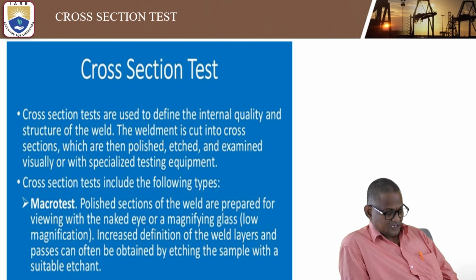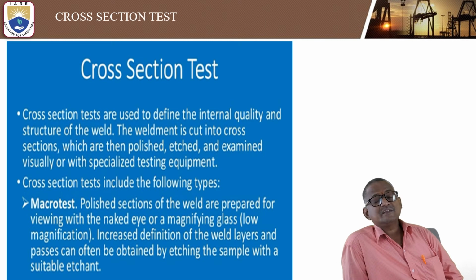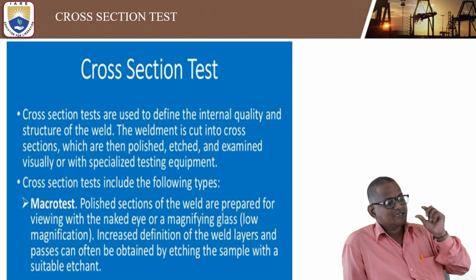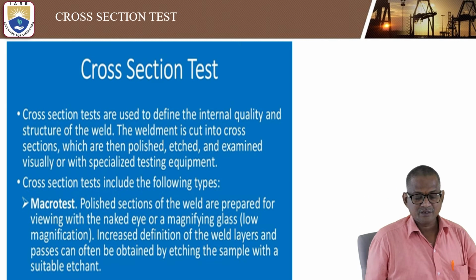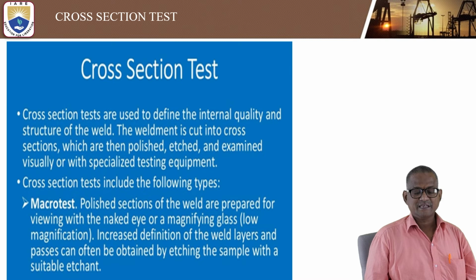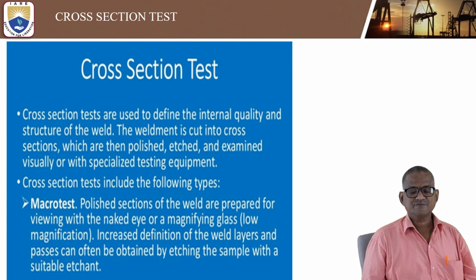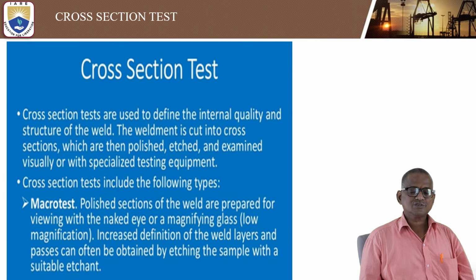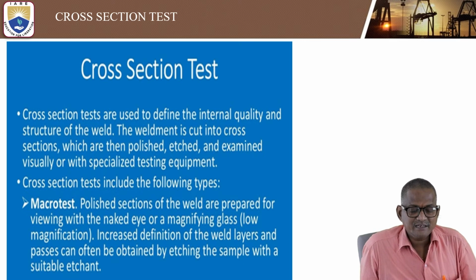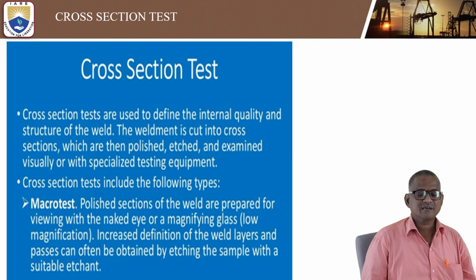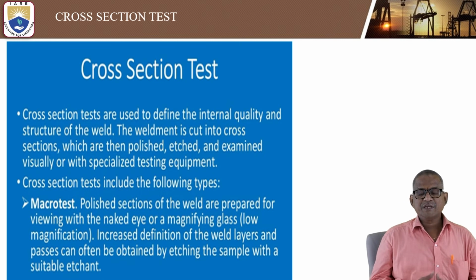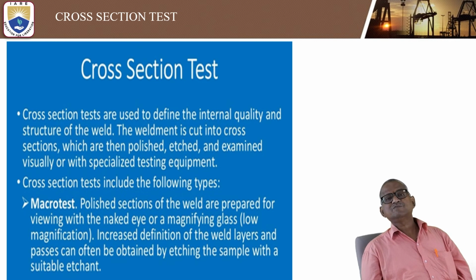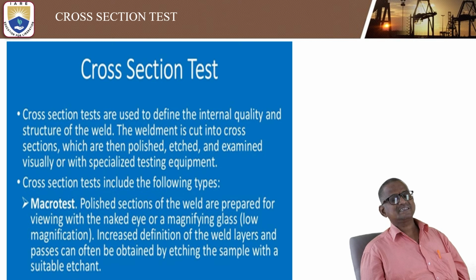Especially in the metallurgy lab, only by checking all these parameters can you give suitable etchants. Otherwise it is very difficult. The weld and weldment are cut into cross sections, which are then polished, etched, and examined visually with specialized testing equipment.